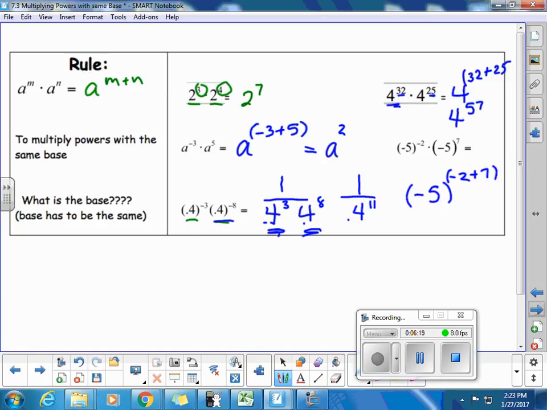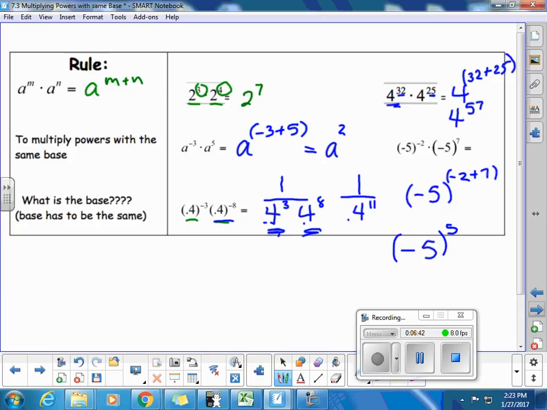Yeah, I should have these in parentheses, I'm sorry, because otherwise you don't know what we're doing. So it would be (-5) to the -2 plus 7, which is the 5th. So (-5) to the 5th. We could plug that into the calculator. Think about that. Is that going to be a negative number or a positive number?